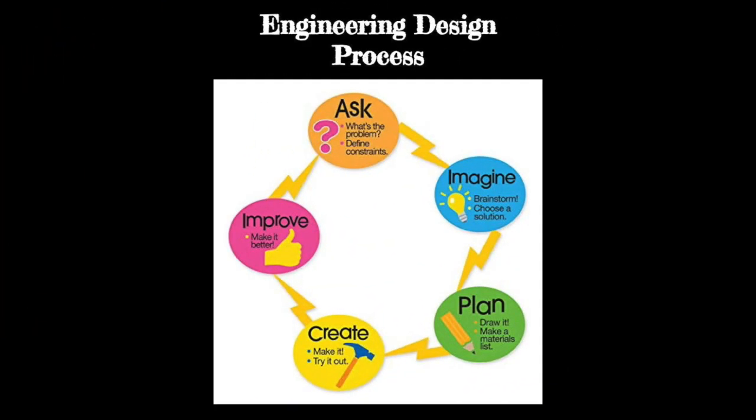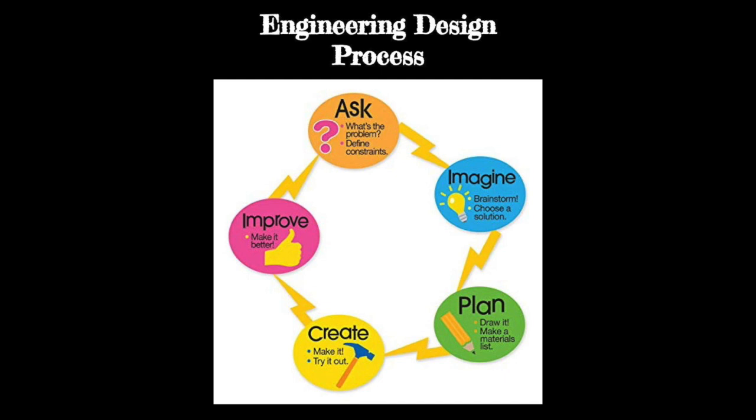Now let's review each of those steps of the engineering design process that we just learned. The top is that question mark that says ask, asking what's the problem? Define constraints. That means are there any limits, like we're only allowed to use certain materials or things like that. Next, heading down the circle is imagine with a light bulb. Brainstorm and choose a solution. Think of all the possible solutions. So lots of thinking in this stage.